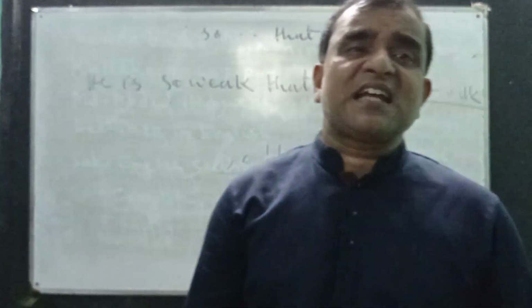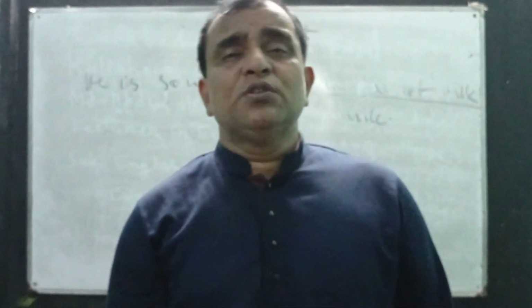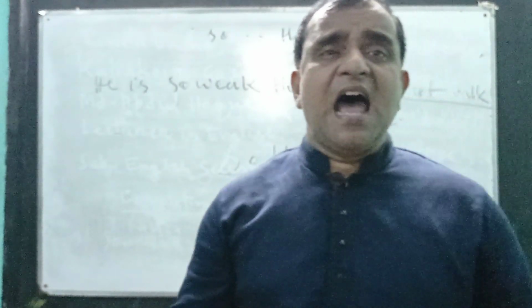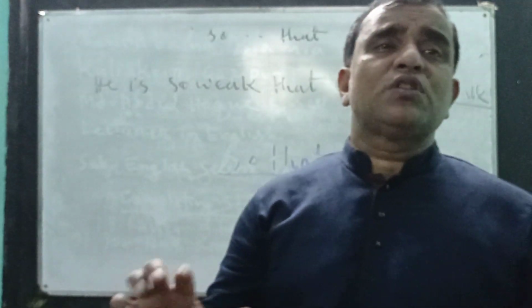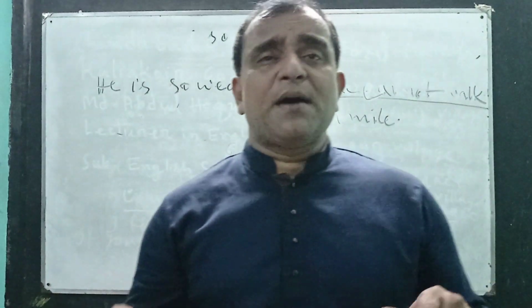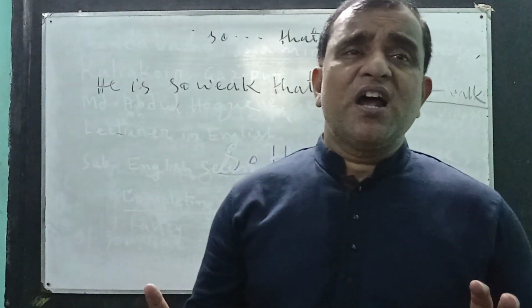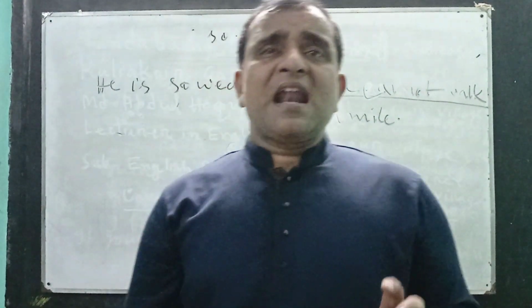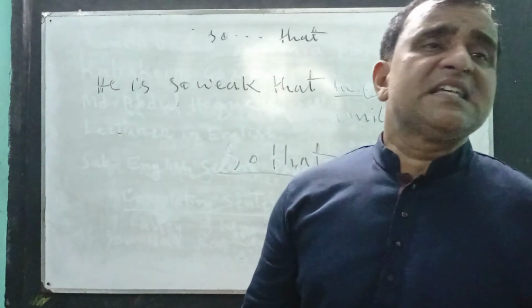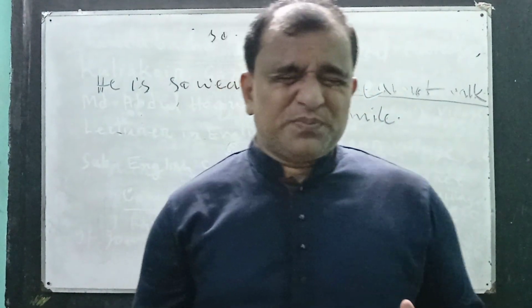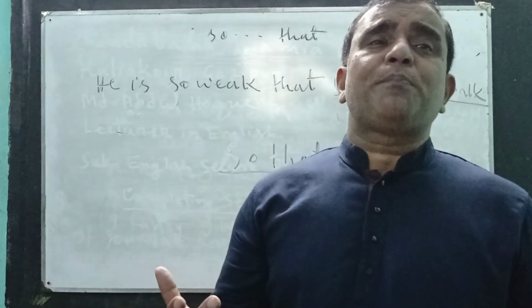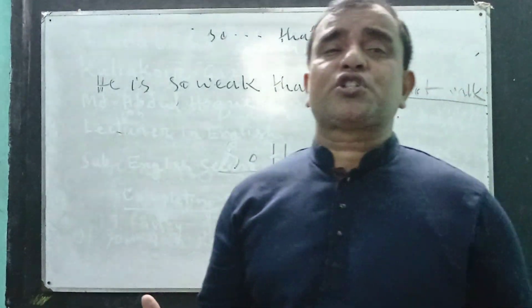Here the sentence structure is enough to. Enough to is used when he has the ability, that's why he can do the action. He is strong enough to help you. He is tall enough to touch the wall. These are the enough to rules.